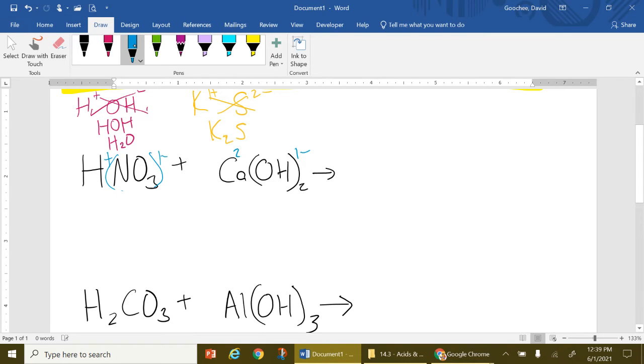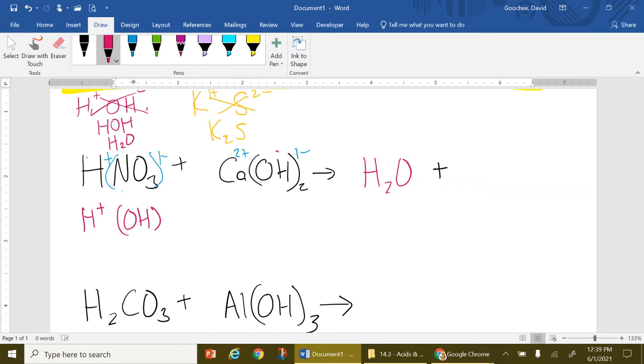So now we're going to combine these to make 2 new ionic compounds. Well, in a reaction like this, a neutralization reaction, we know that one of the things we're going to get is that the hydrogen is going to combine with the hydroxide to form water, H2O or HOH, depending on how you want to write it. Remember, hydrogen is 1 plus.